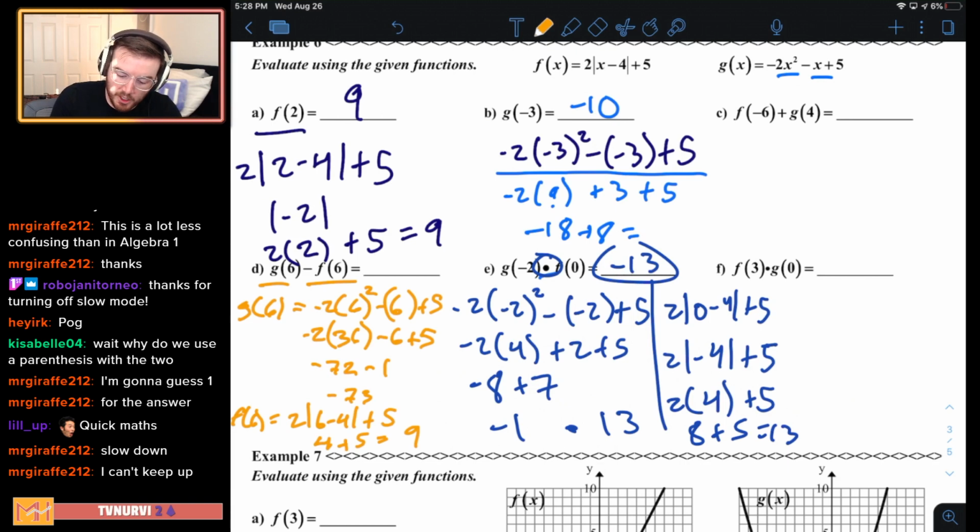So in the end, what are we doing? g of 6, which is negative 73, minus 9, which is negative 82.